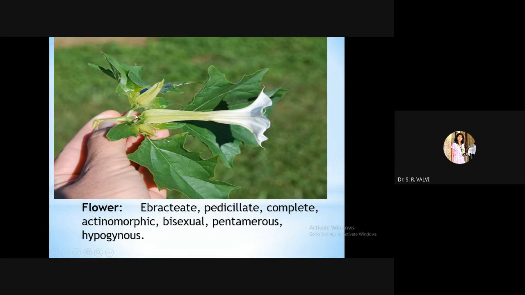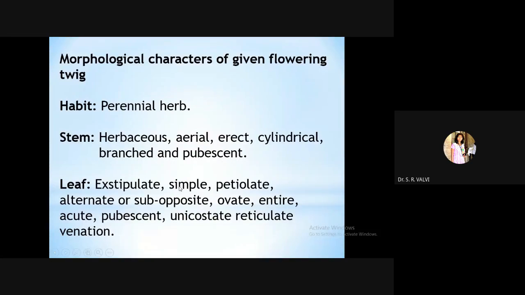Here there are no leafy appendages which come to form a stipule-like structure. So as there is no such structure at the base of the leaf, we are going to call it exstipulate. Now, as the leaves are very simple, you have to call it simple. Then it has its own petiole, hence your term is petiolate.